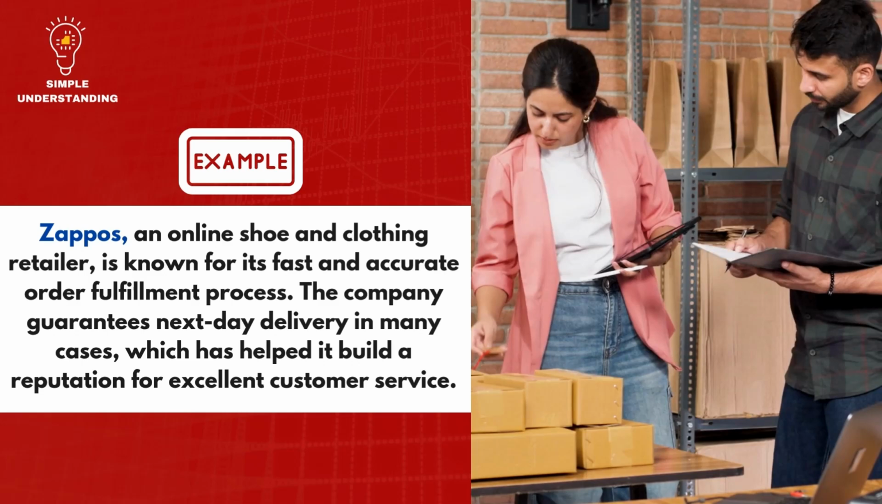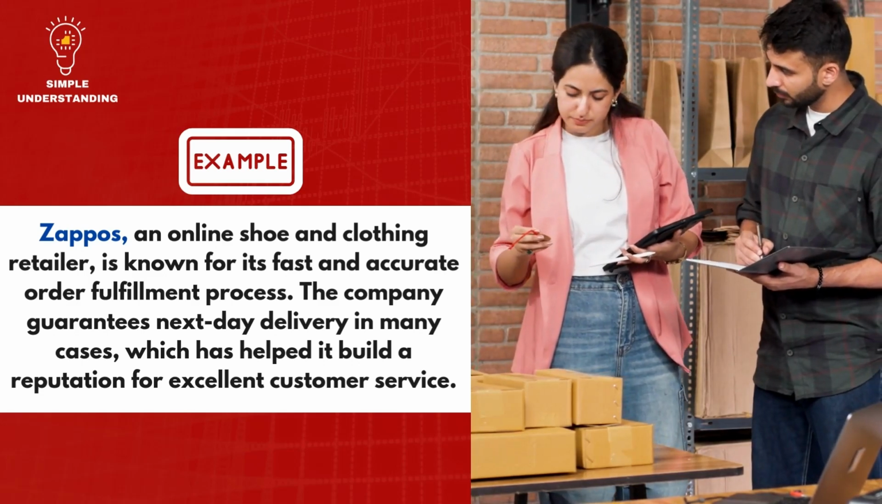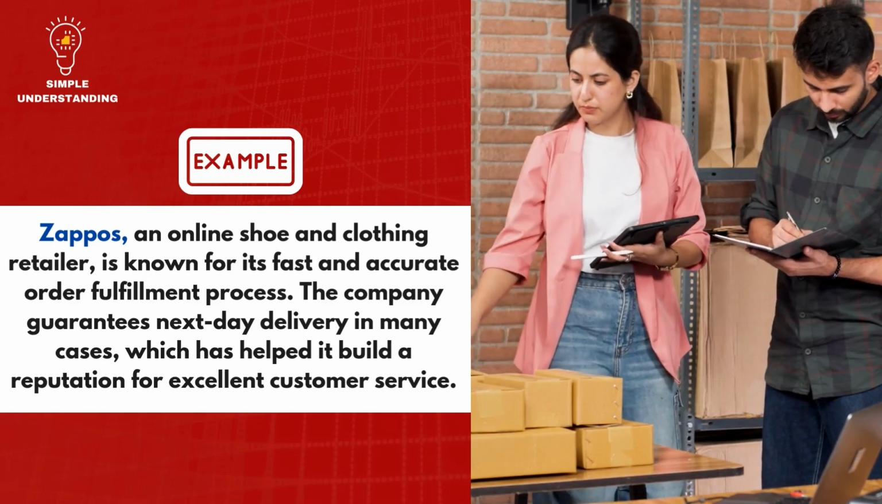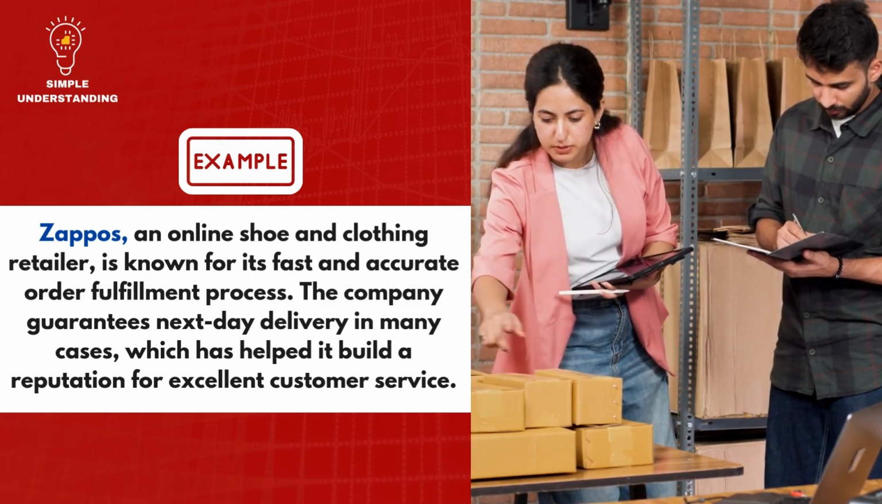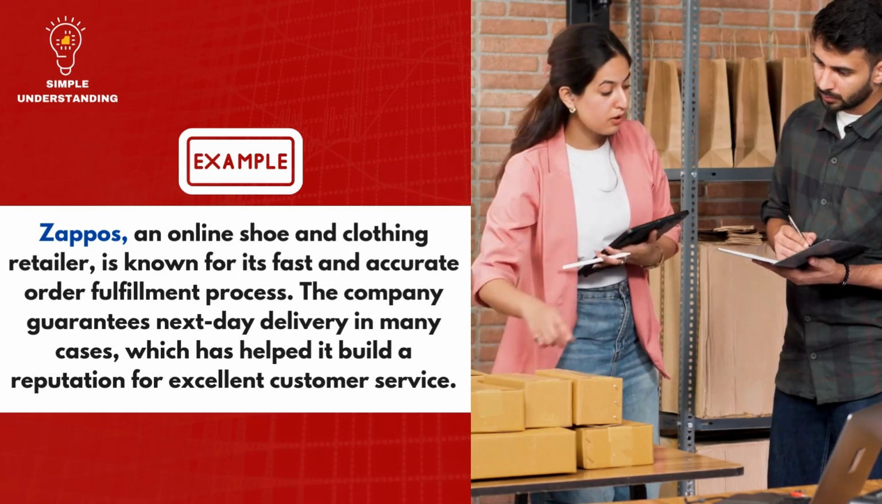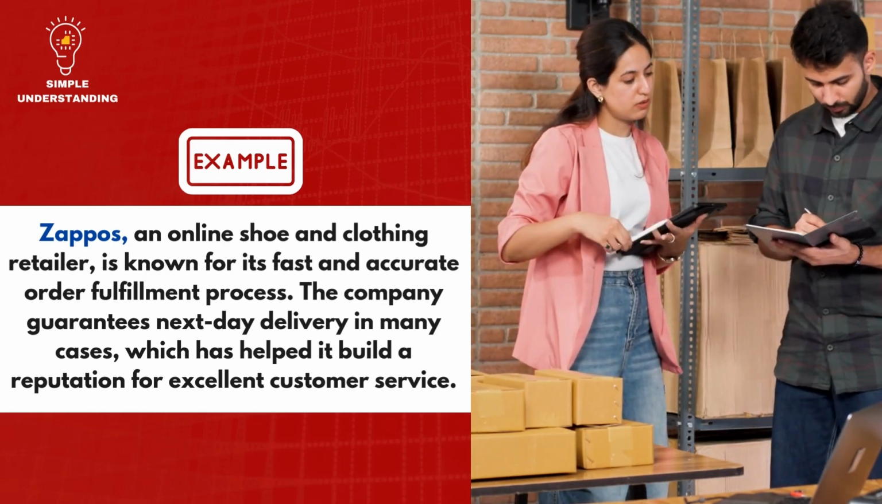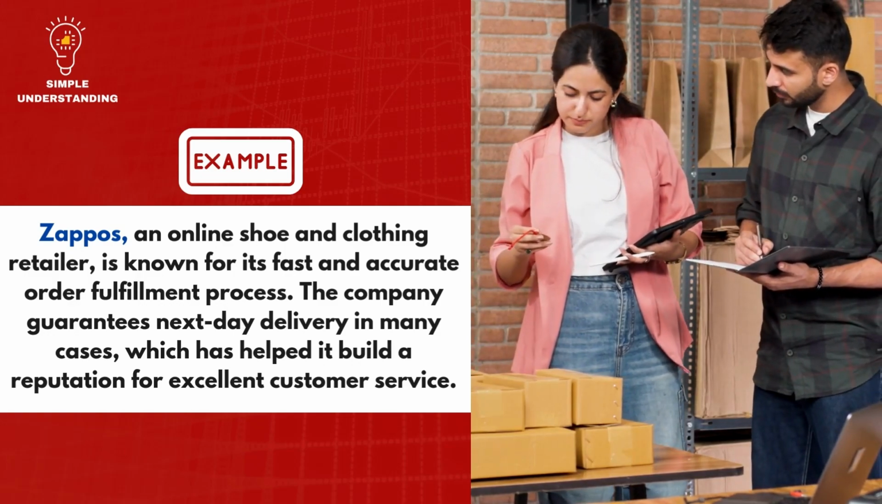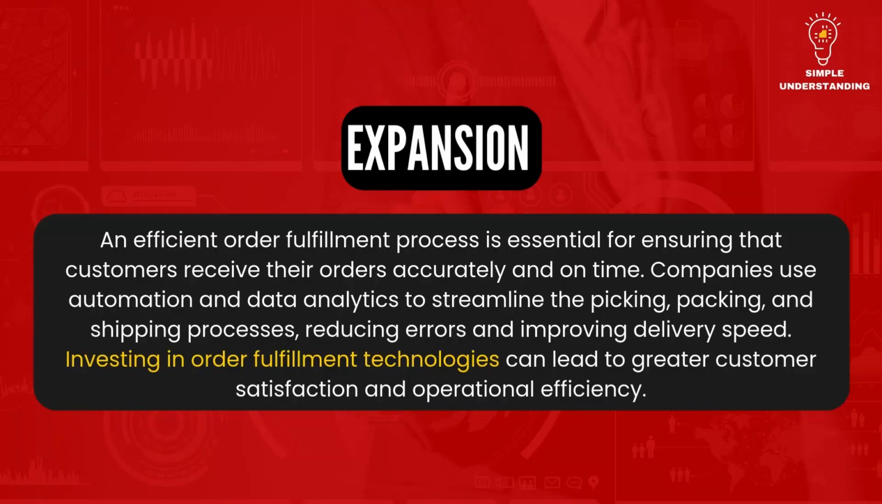Real company example. Zappos, an online shoe and clothing retailer, is known for its fast and accurate order fulfillment process. The company guarantees next-day delivery in many cases, which has helped it build a reputation for excellent customer service. Expansion. An efficient order fulfillment process is essential for ensuring that customers receive their orders accurately and on time.